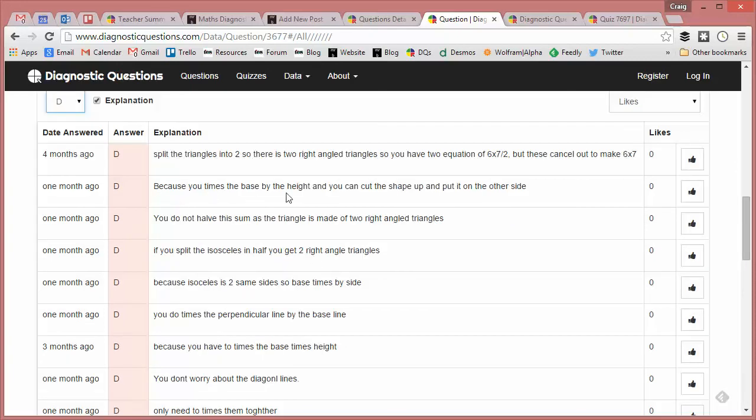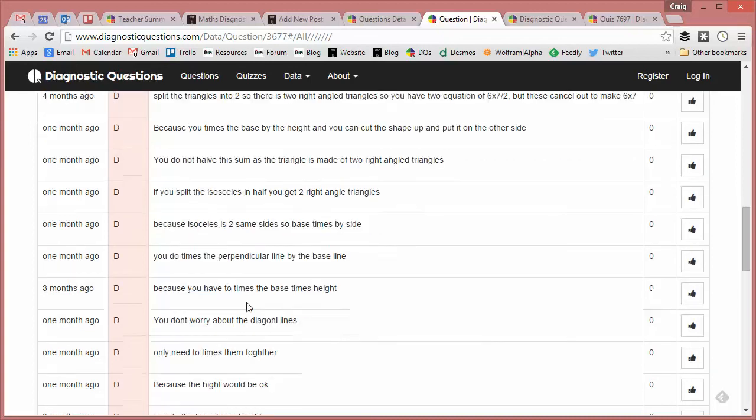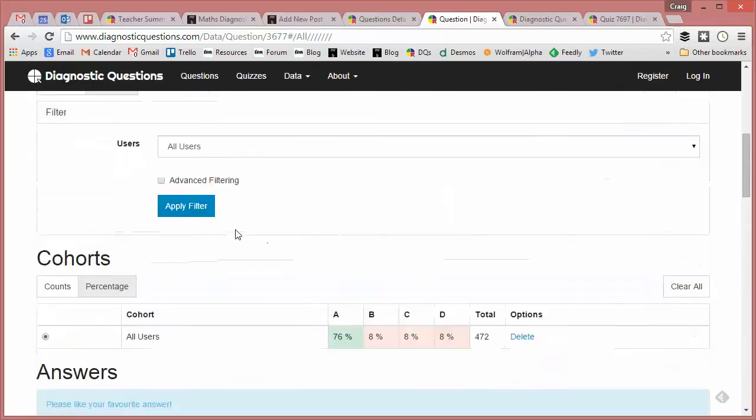There you go, because you times the base by the height. This is all these students. There's no mention of the dividing by 2 very much, or they're recognising that you have to. More importantly than that, they're recognising that you have to stick 2 shapes together to get this 6 times 7. But then they're forgetting that because you've put 2 shapes together, you have to halve it to get the area of 1 shape. Fascinating stuff.